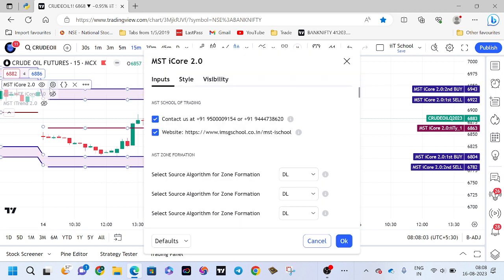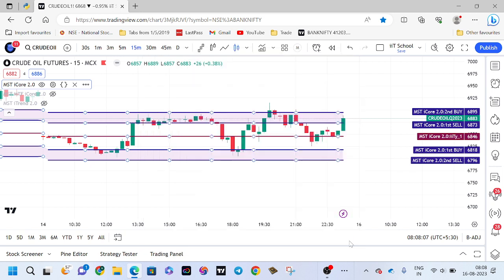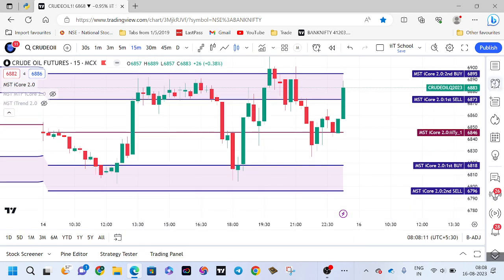Whoever wants to avail the indicator, you can ask us, you can contact us. If you don't know how to change the settings, don't worry, just trade with the default settings. It is very easy. Hope it is clear.